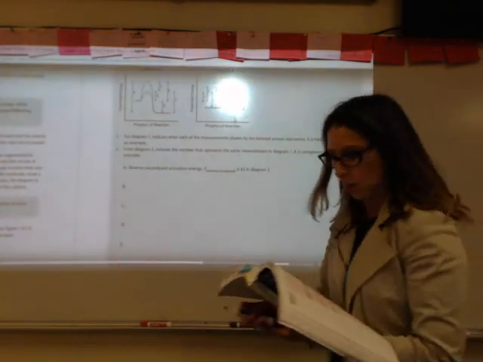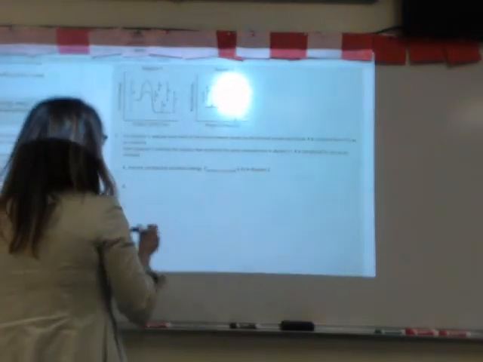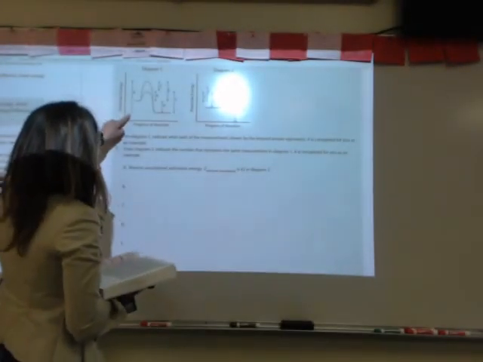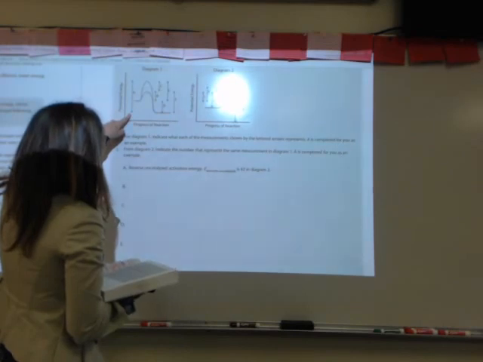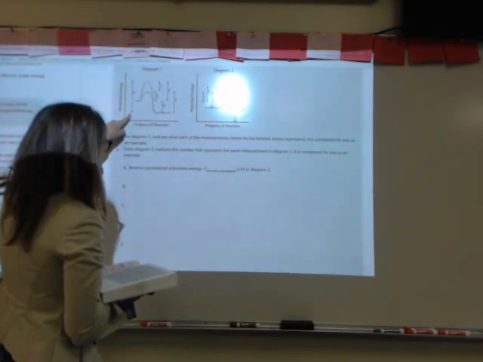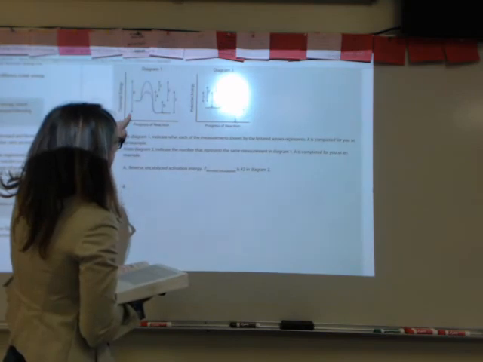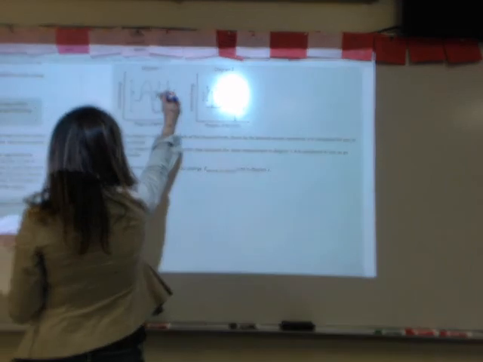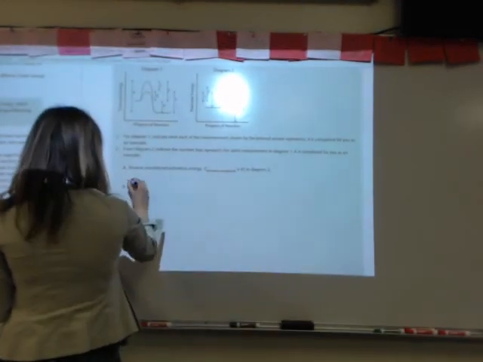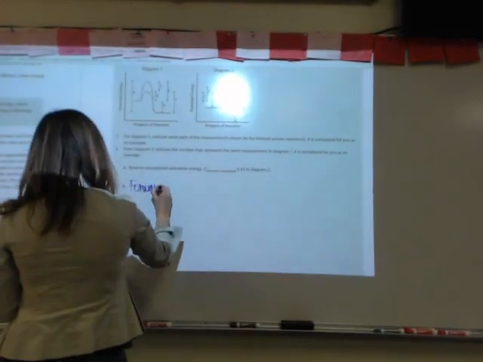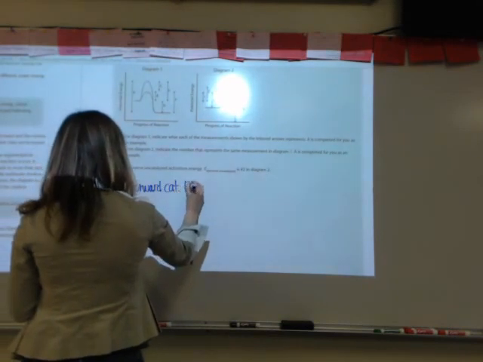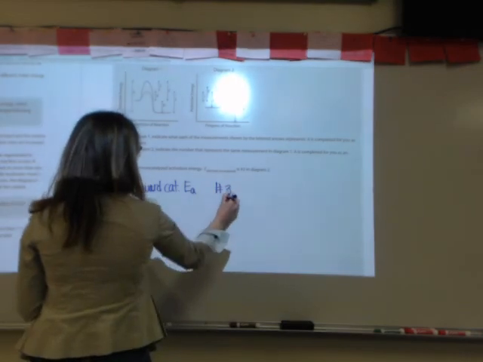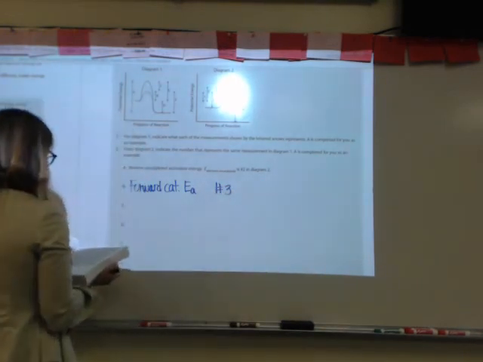Okay. So in A, this is the reverse uncatalyzed activation energy. And that's the same as number 2 in diagram 2. So if I'm looking at B here, B is the forward catalyzed activation energy, and that is the same as item number 3 in diagram 2.